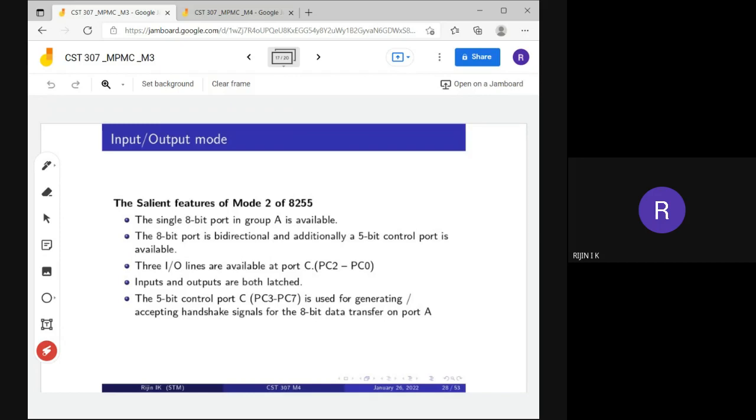Just remember this. It is an 8-bit port in group A, it is bidirectional, a 5-bit control port is available, 3 IO lines are available at port C, both inputs and outputs are latched, and these 5-bit control ports are used for generating the handshake signal.